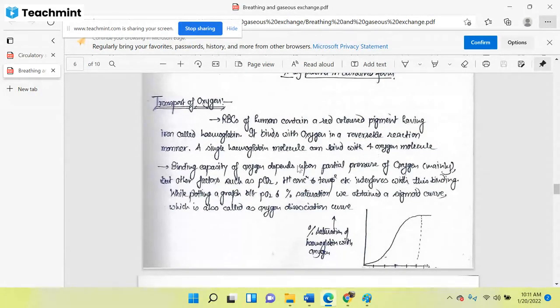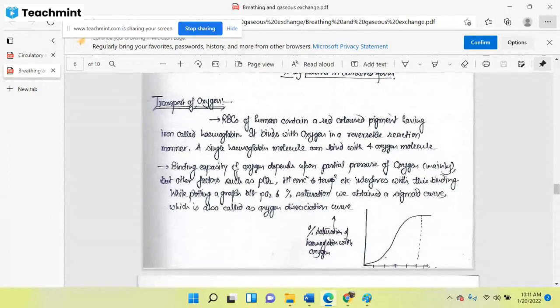Okay, now the binding capacity of the oxygen depends on the partial pressure of oxygen. I told you that there are certain conditions in which the hemoglobin will bind the oxygen, and there will be different conditions in which the same hemoglobin which binds the oxygen will release the oxygen, and this is called the reversible reaction. Okay, so here it has been written binding capacity. The capacity of binding, or we can say the affinity of the hemoglobin towards the oxygen, mainly depends on partial pressure of oxygen.